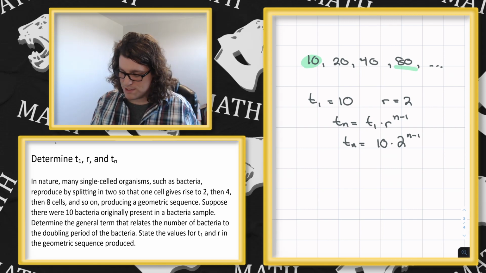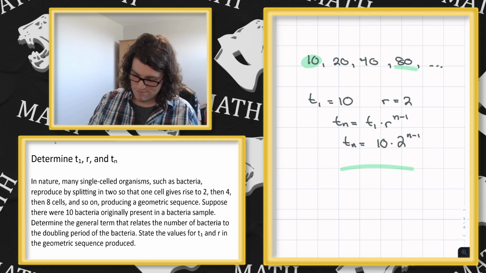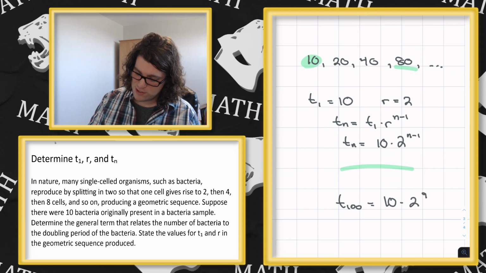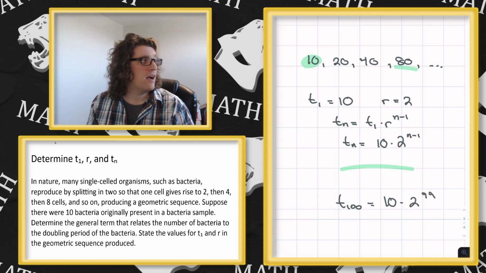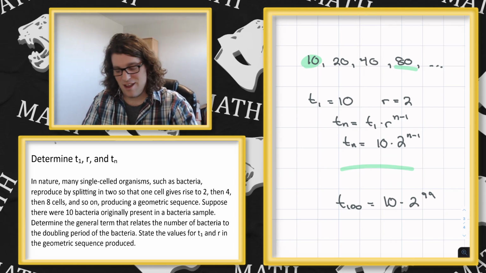So this would allow us to skip ahead, and if I wanted to know the 100th term here, not that that sounds like a great idea, it would be 10 times 2 to the power of 99. So that's quite a nice, tidy expression.